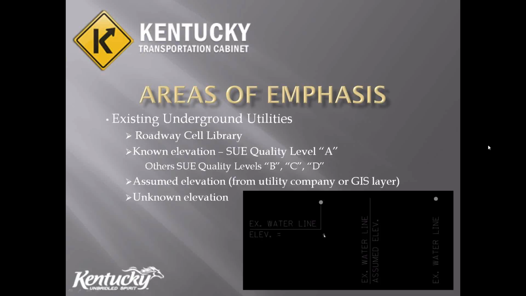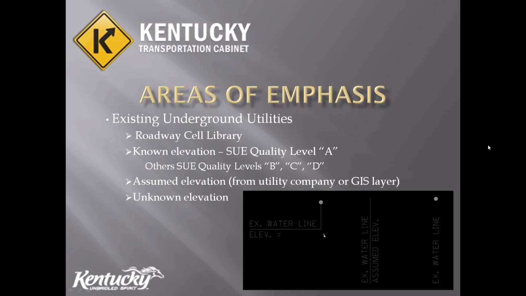Other areas of emphasis are existing underground utilities. Several new underground utility cells have been added to the roadway.cell library. There are now 3 different cells for water, storm sewer, sanitary, gas, telephone, television, and electric underground utilities. For the underground utilities where the elevation is known, whether from vacuum excavation or backhoe and shovel excavation, which is a SUE quality level A, the elevation at the top of the pipe will be shown on a horizontal line. And you can kind of see that in the first example there, existing water line elevation equals. So you have an elevation equals there, and the point will be at the top of the pipe.